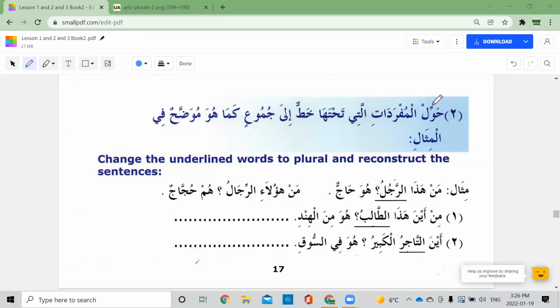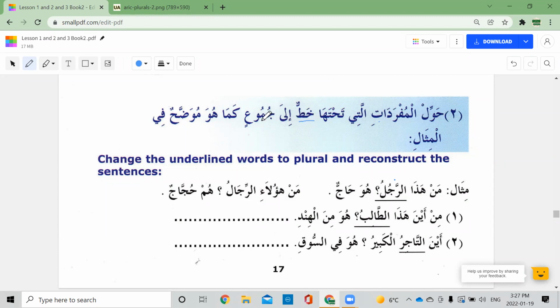حول المفردات. Change the words. Mufradat is words. Change the words التي, which تحتها, underlined. Under it, yes. تحتها, under it. خط إلى. خط, ma'am. So what is تحتها, meaning under it, خط? And khattun means line. So change the words which under it have a line, right? Khattun is line.